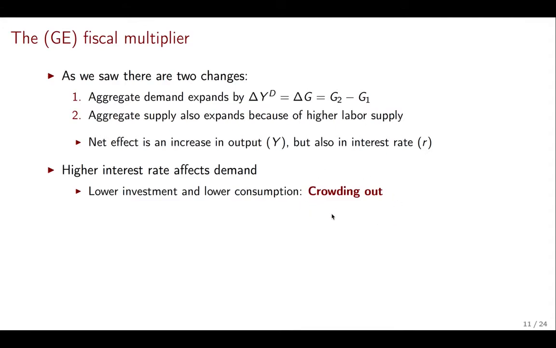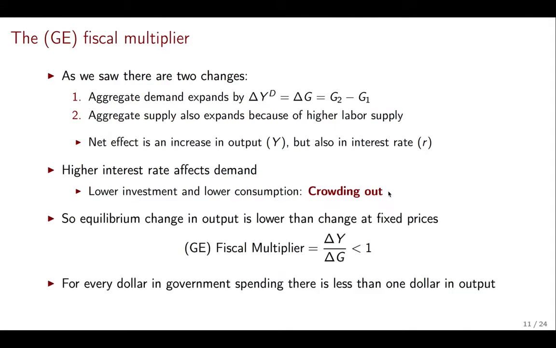This is the crowding out effect of government spending. Higher government spending is going to mean lower consumption and lower investment if the interest rate is going up. And so we see that in equilibrium, the change in output is lower than the change in government spending. So the general equilibrium fiscal multiplier is less than 1. So for every dollar that the government spends, there is actually less than $1 in additional output.